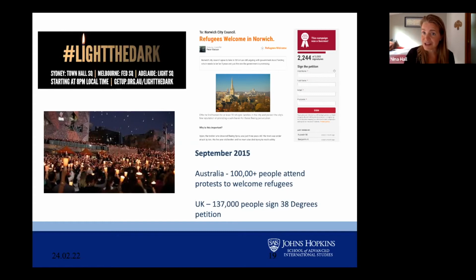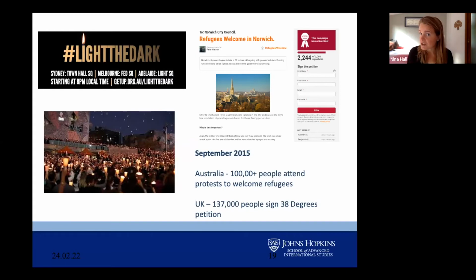Meanwhile, in Australia, much further away from the so-called crisis, we also saw a similar type of dynamic occurring. And this was also mobilized by a digital advocacy organization along with refugee expert organizations. So Get Up mobilized people under the hashtag Light the Dark. People went out, held vigils, and demanded that the Australian government welcome more refugees.